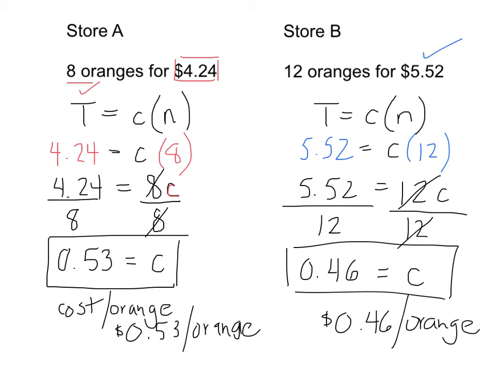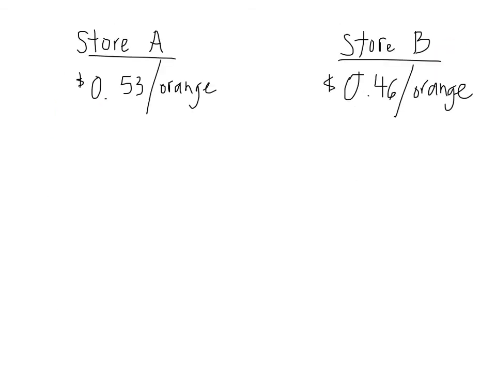Well, what was this question originally asking us to find? We wanted to find the total cost if we were to get 30 oranges. So let's rewrite our equation with the information that we just found. Store A costs 53 cents per orange. So to find out the total cost of all the oranges, I need to take 53 cents and multiply it by the number of oranges I'm purchasing. This is a direct relationship. For every orange I purchase, I'm going to pay 53 cents for each orange.